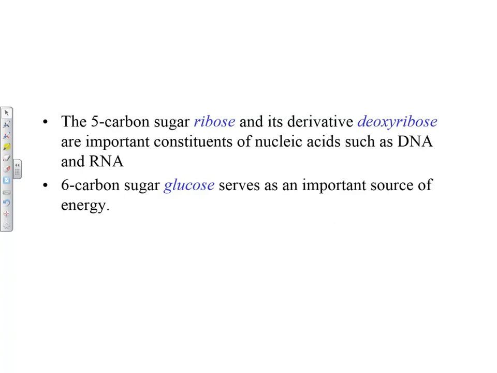Now, the five carbon sugar ribose that I showed you, the aldehyde with five carbons, and its derivative deoxyribose, which I'll define in a few minutes, are important constituents of nucleic acids such as DNA and RNA. DNA, again, somebody pointed out last time, is the abbreviation for deoxyribonucleic acid. RNA is the abbreviation for ribonucleic acid. And DNA and RNA contain some sugars. If it is DNA, it's going to be deoxyribose. If it's RNA, it's going to be ribose.